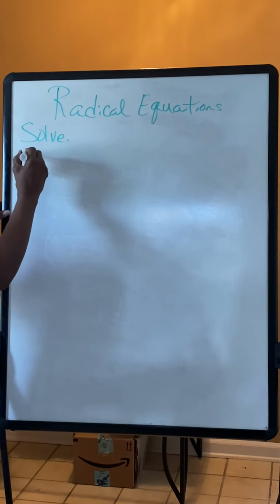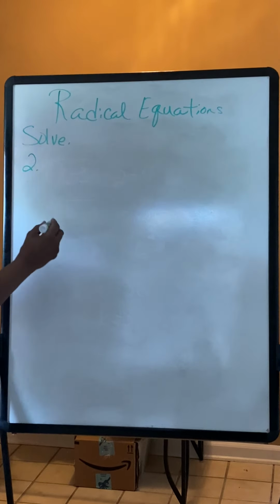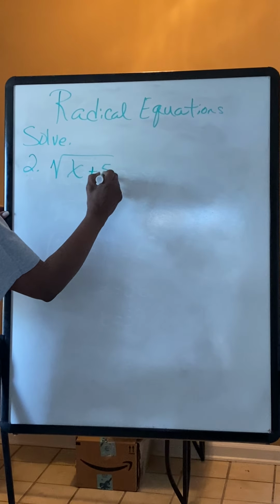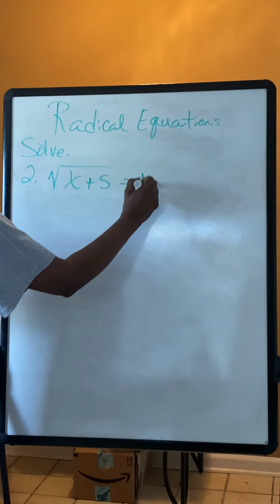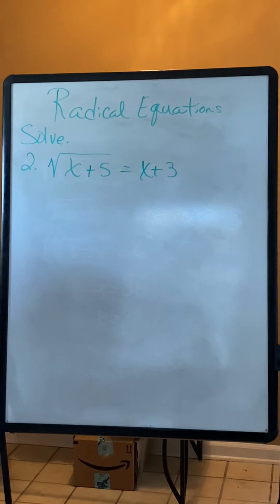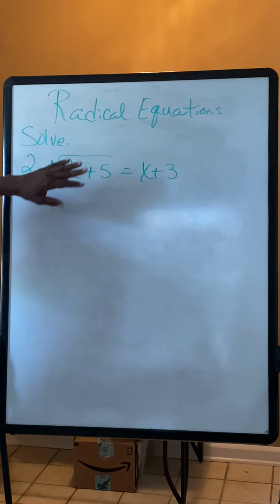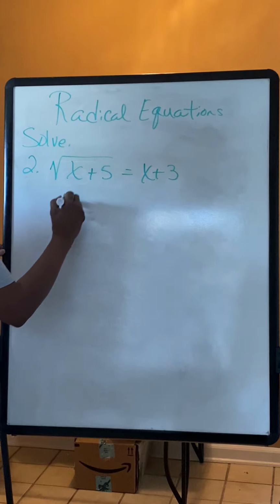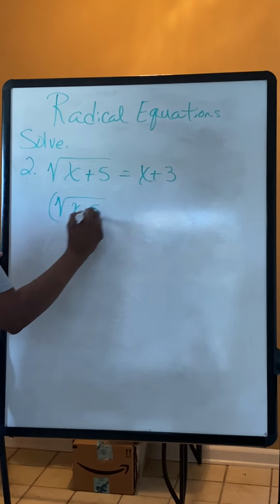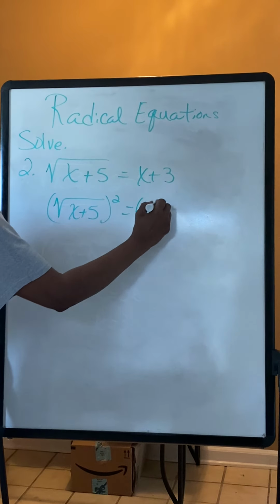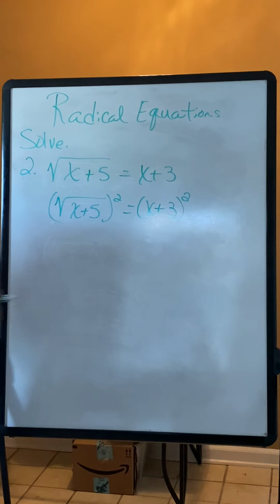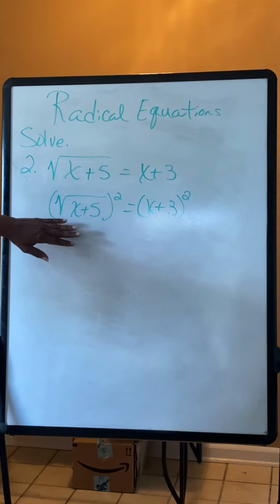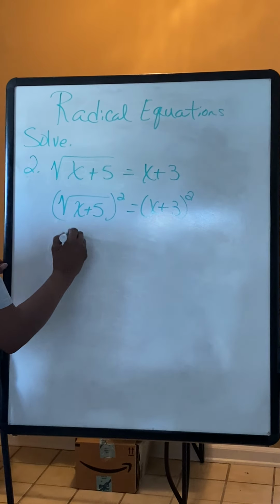Example 2. If I have the square root of x plus 5 is equal to x plus 3. Again, the first thing I need to do is eliminate this radical symbol. In order to do that, again, I'm going to square both sides. As I square this left-hand side, when I square a radical, I get the radicand. The radicand in this case is x plus 5.